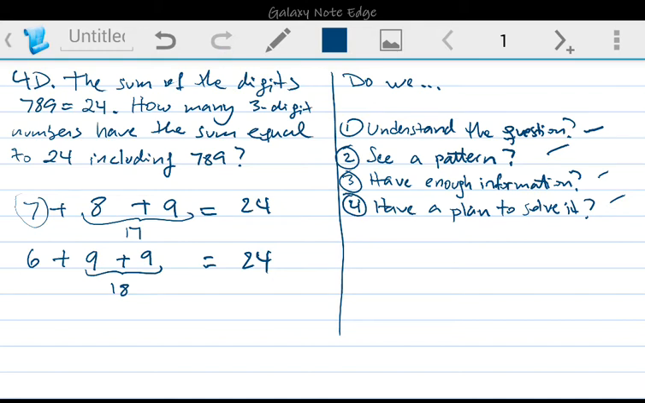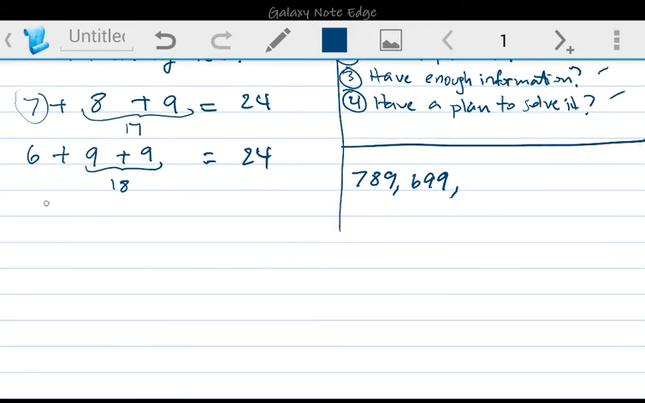So actually, let me start putting my answers here. So we already know that 789 is a number. We just found another one. 699 is another number. So now let's actually start moving that number up, because if we go to 5, then these two numbers would have to equal 19, but there are no two numbers that we can add to each other to give us a sum of 19, right? So we can only go up.